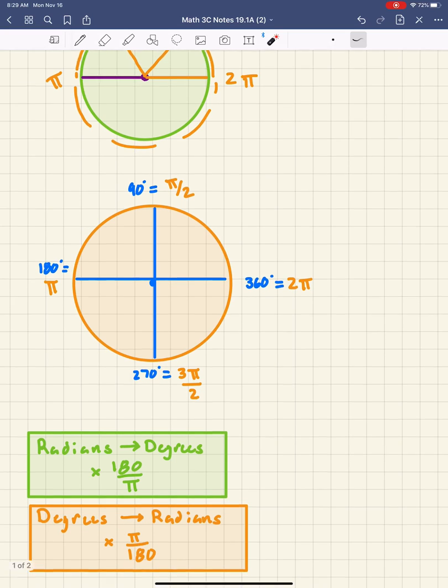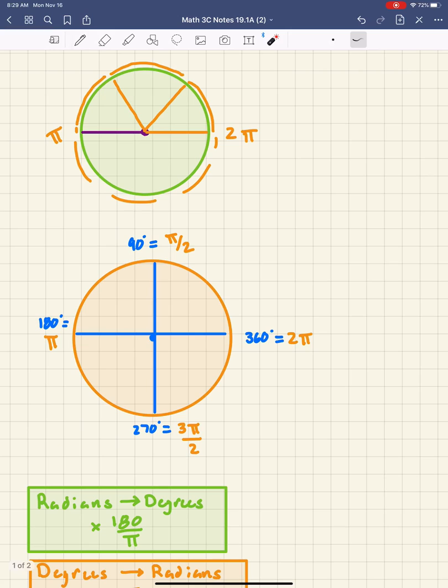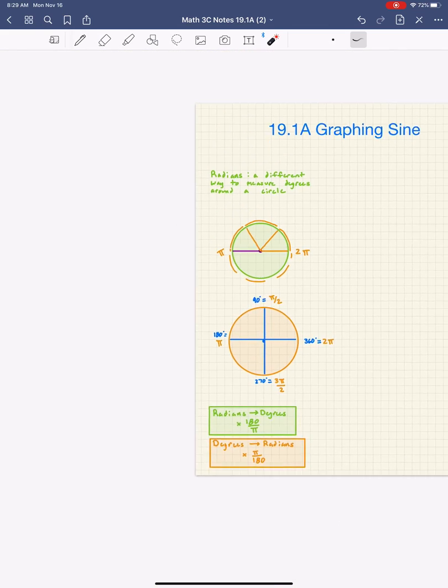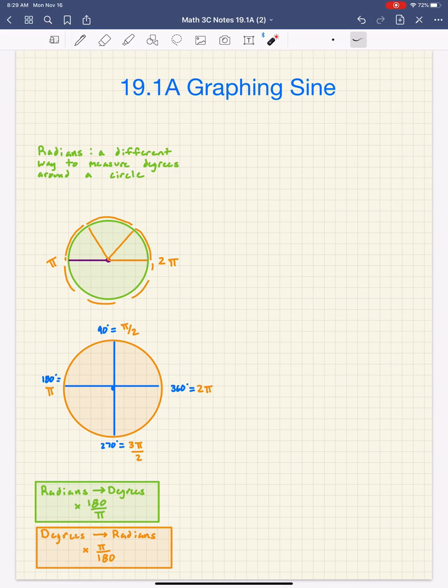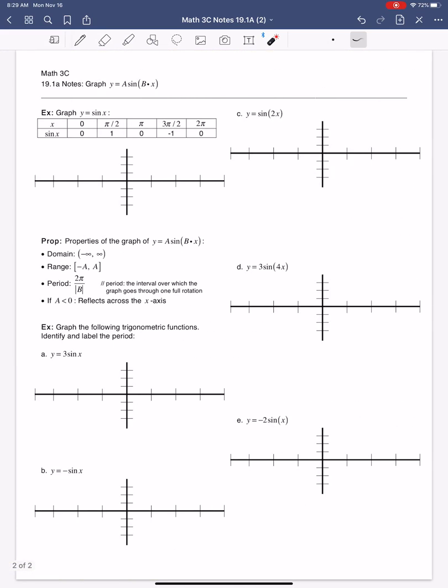All right, so basically I just want you to focus on this piece here, that 90 degrees is the same thing as pi over 2 in radians. 180 degrees, same thing as pi in radians. 270 degrees, same thing as 3 pi over 2 in radians. And 360 degrees is the same thing as 2 pi in radians. All right. And that's going to come into play as we start to graph these pieces here.